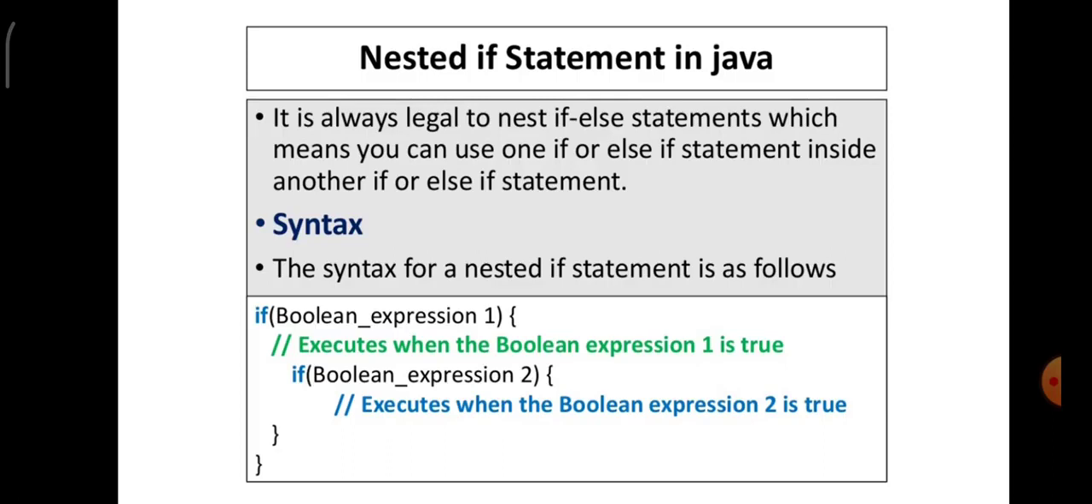Okay, let us now look into the syntax. The syntax for a nested if statement is as follows. As I have told you, inside this box you can see two if statements. The first if statement, boolean_expression 1, executes when the boolean expression 1 is true. Otherwise, it looks out for the next if statement. It looks out for boolean_expression 2. If expression 1 is false, it goes to the other if and it will execute when the boolean expression 2 is true. Hope this is very clear to you.